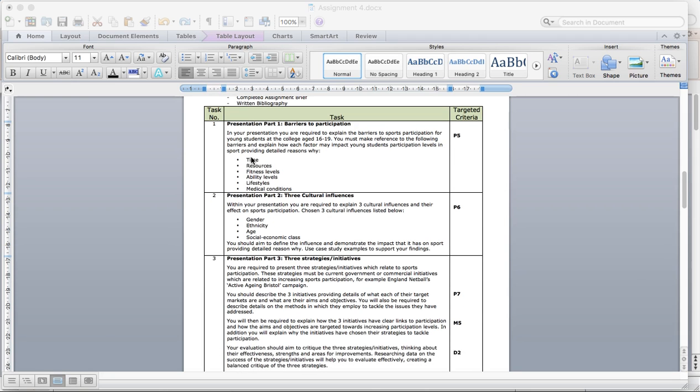Part 2 of the presentation, and you'd follow that, by the way, for all of these. So then you go on to resources and explain that, fitness levels and how that might be a barrier, ability levels and how that might be a barrier for this age group, lifestyles and medical conditions.